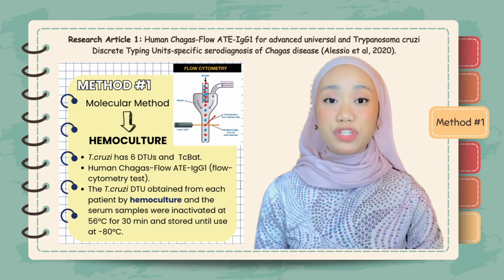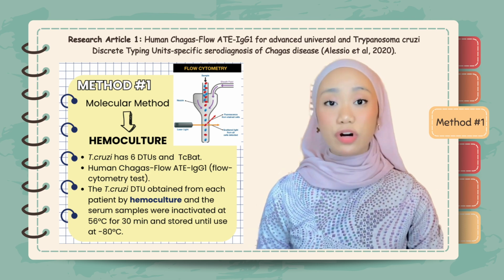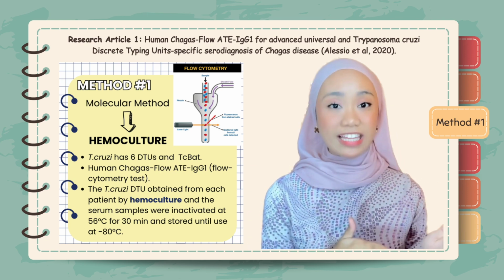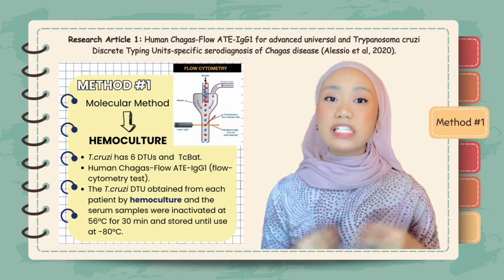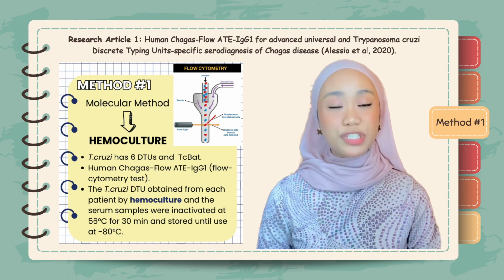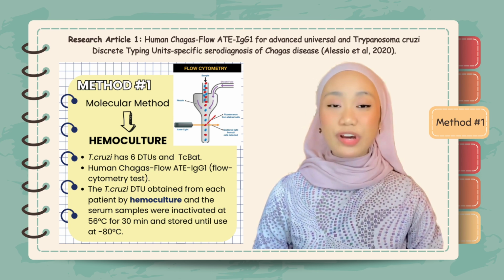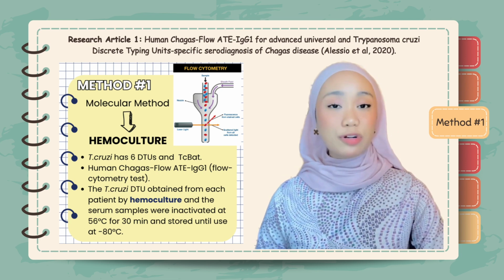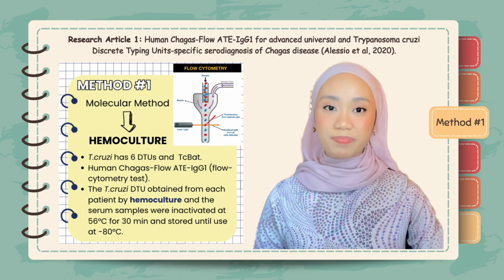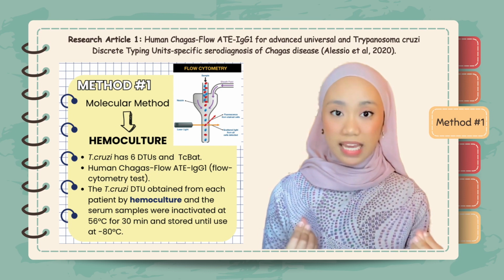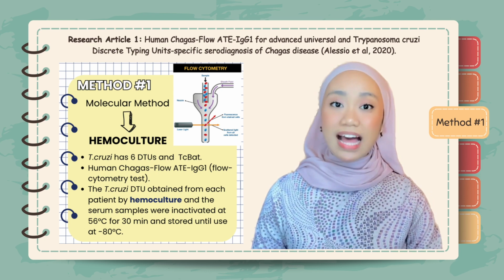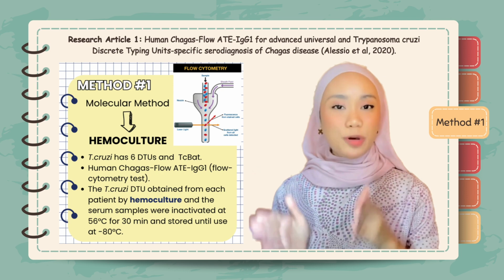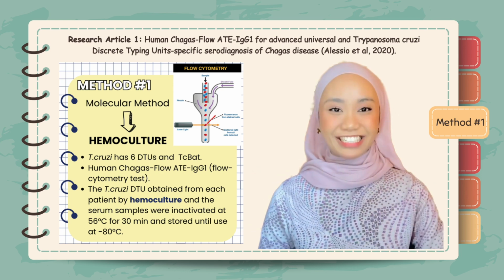This study demonstrates a flow cytometry test called human Chagas Flow ATE IgG1, which is used in detecting DTUs for Chagas disease. Alicia et al., 2020, used the hemoculture method to isolate T. cruzi DTU from each patient. After they were obtained, they were inactivated until the assay of human Chagas Flow ATE IgG1.